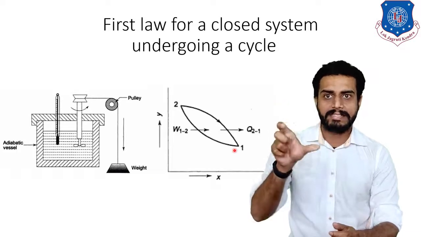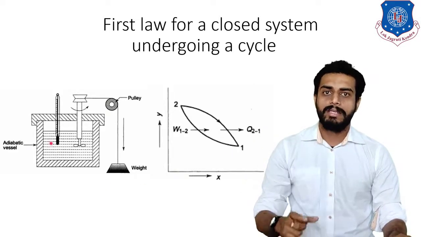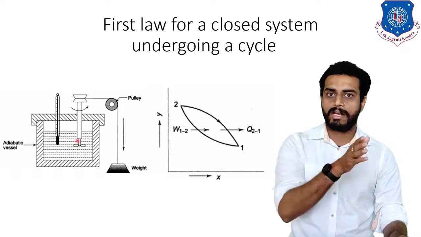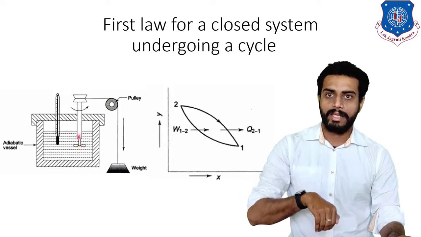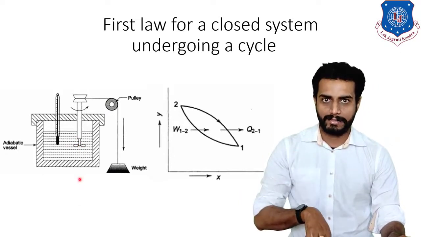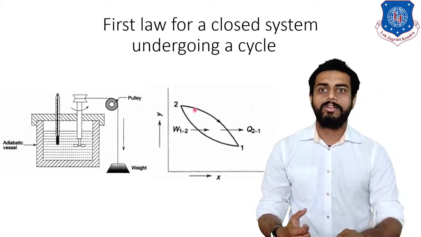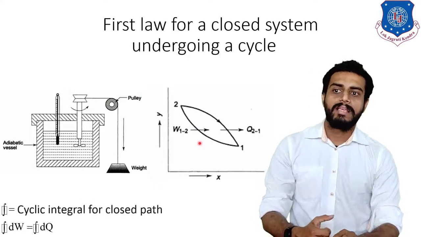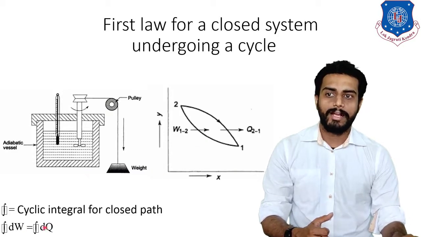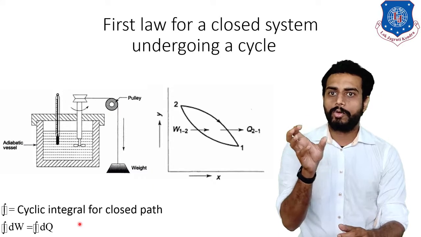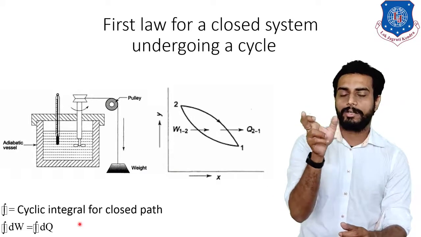Now for this cycle, you can appreciate that this is a closed system, because mass is not transferring from the system to the surroundings or from the surroundings to the system, but energy can transfer from the system to the surroundings, and due to that heat transfer has taken place. So this is a closed system, and it is also constituting a cycle. So the first law can be written as cyclic integral of dW is equal to cyclic integral of dQ. Remember, students, dW is the total work transfer during the 1-2 process, and dQ is the heat transfer during the 2-1 process.